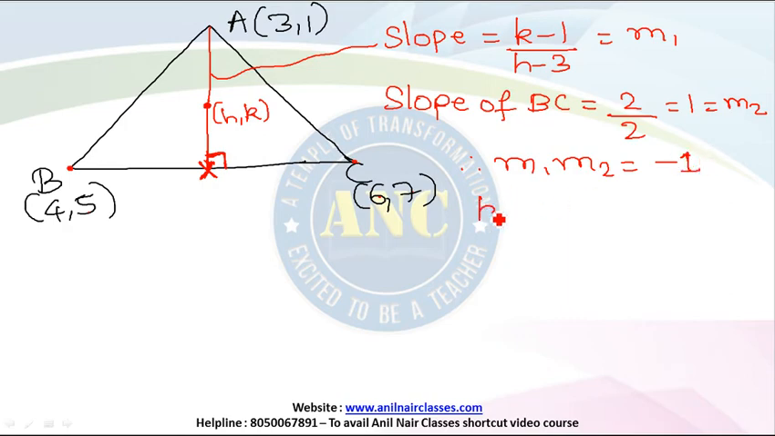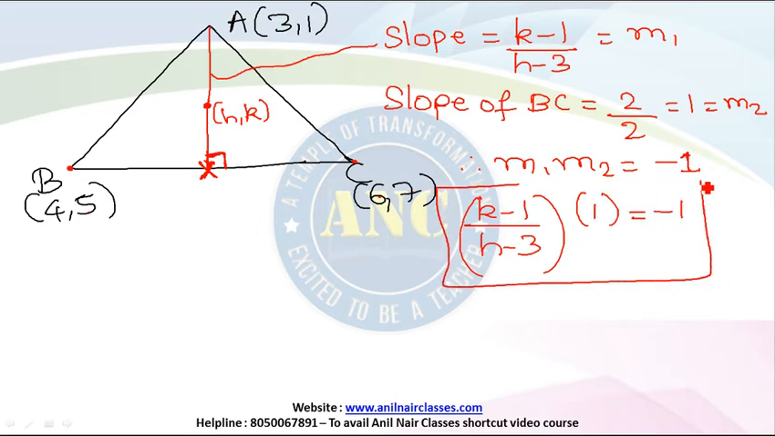So m1 is (k minus 1) divided by (h minus 3), and m2 is 1. The product m1 times m2 is equal to minus 1. This is my first equation, same as in my previous case.